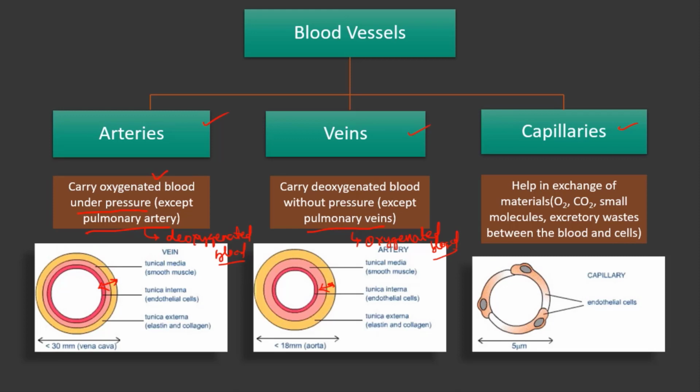right? And they're typically found in the place where there is an exchange of some material going on, and they're typically present between the blood and the cell, whenever the exchange is going on, and they typically have one layer, a one-celled wall, right? Their wall is not very thick, but it is typically one cell. So that is going to help in the process of exchange.